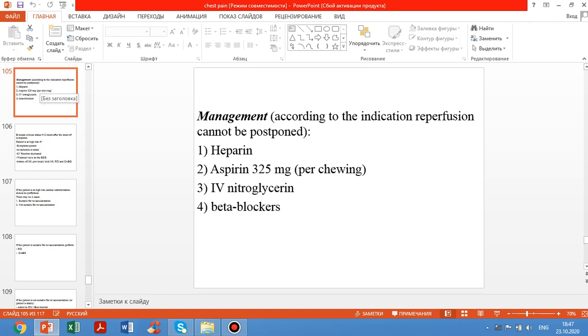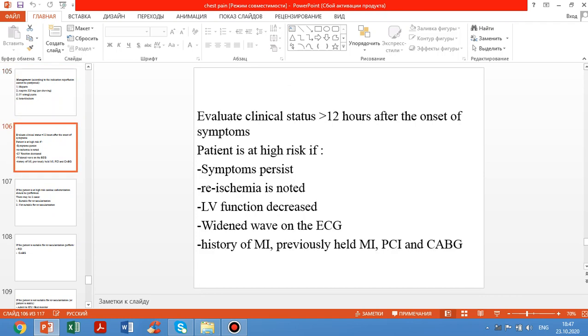Management. According to the indication, reperfusion cannot be postponed. You can give heparin, aspirin 325 mg, IV nitroglycerin, and beta blockers. Evaluate clinical status more than 12 hours after the onset of symptoms.